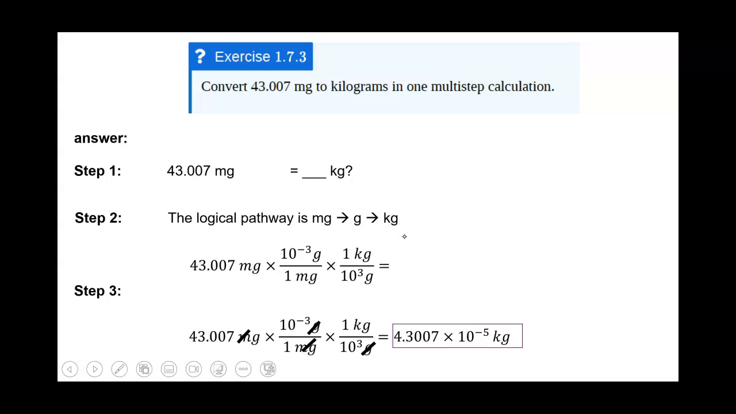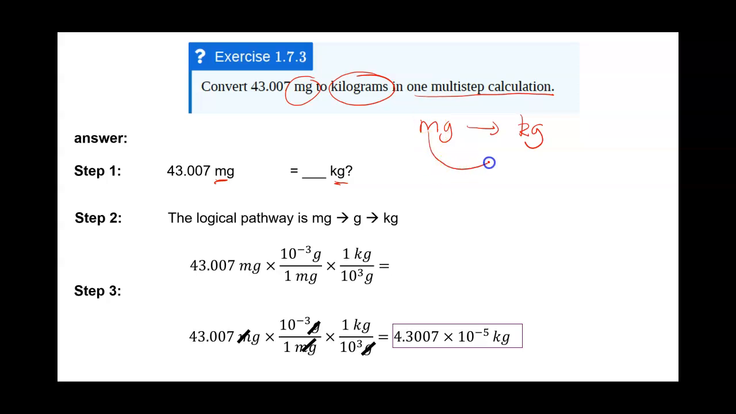Okay, here is another example from the book. This one reads, convert 43.007 milligrams to kilograms in one multi-step calculation. Okay, so step 1, we're going to write out what was given on the left, and then we're going to write the desired units on the right. And what I can see here is that this is an example where I am changing a metric prefix. I'm changing from milli to kilo.